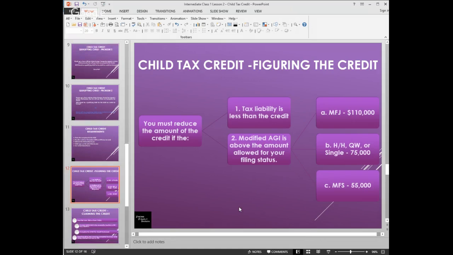Child tax credit: to figure the credit, the first thing that you're going to do is reduce the amount of the credit if the tax liability is less than the credit, or if the modified AGI is above the amount allowed. So the numbers for 2016: married filing jointly, if your modified AGI is over 110,000, the credit will phase out. If you are head of household, qualifying widow, or single, it's over 75,000, and married filing separately, it's over 55,000.